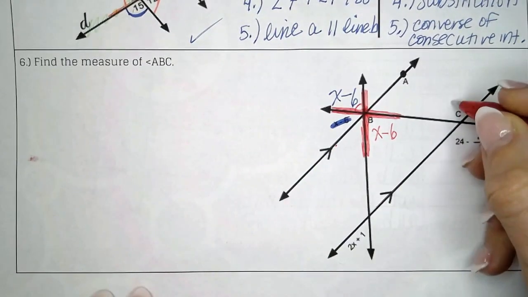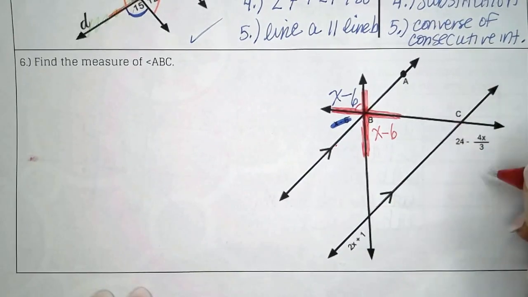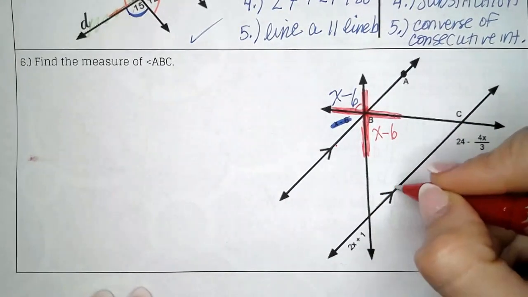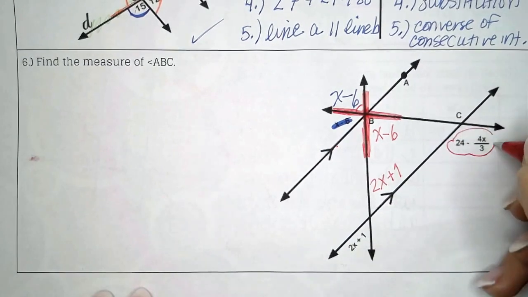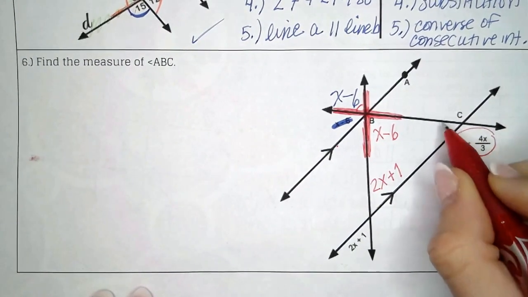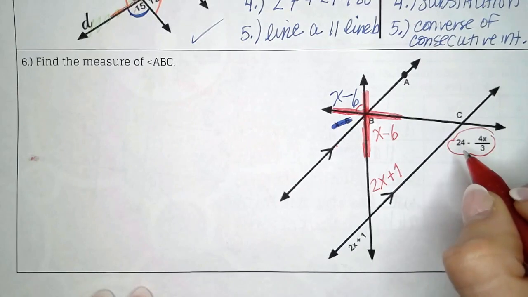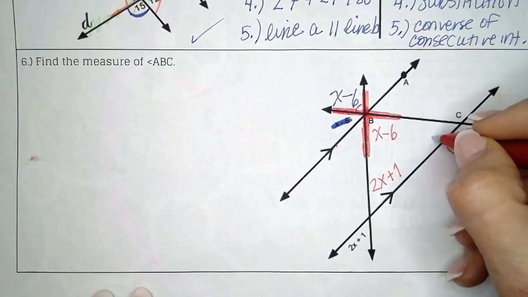This angle is also up there, but let's try to get them all in the triangle. If that's 2x plus 1, well, so is this, 2x plus 1. Now here's the interesting one. Here we have this one angle. How do I get the angle on the inside? Exactly, we're going to subtract it from 180.